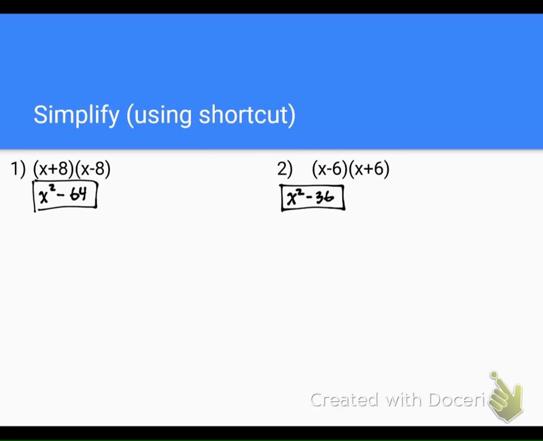What if they're both negative? Then you can. Yep, you can still use the shortcut here. Okay? Good question. They can use the shortcut on this one.